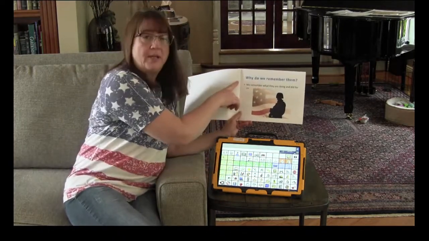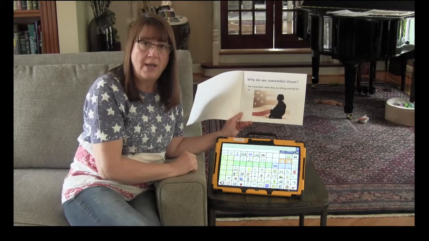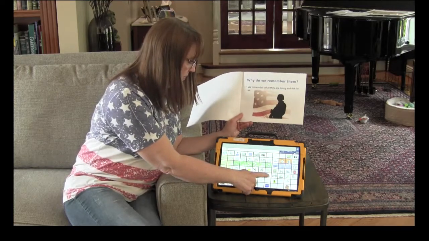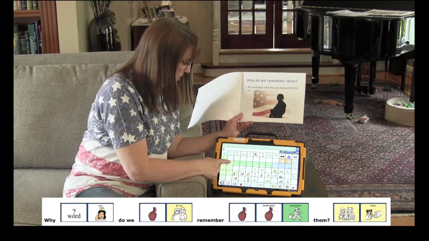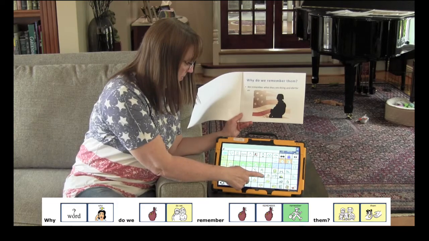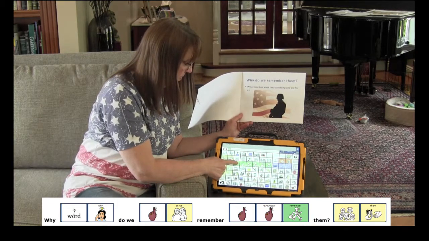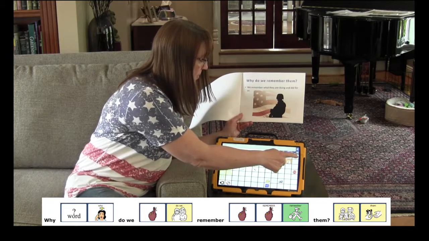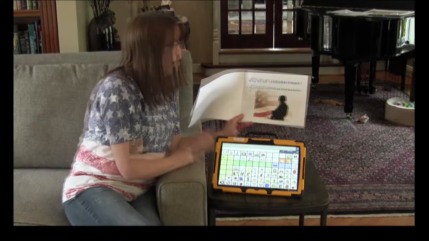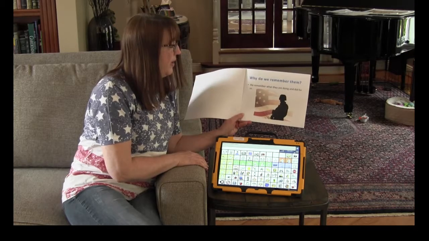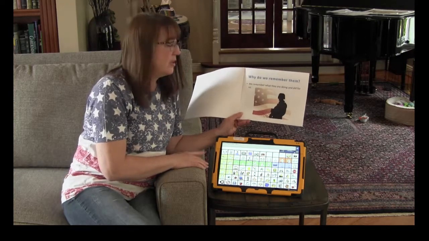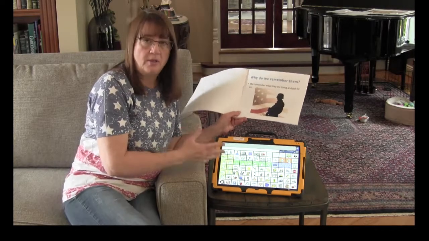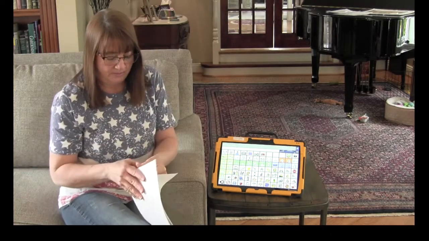The next question that we could ask to learn about Memorial Day is, why do we remember them? Why do we remember them? We remember them for what they are doing and what they did for us. So we even use Memorial Day to honor the soldiers who are currently in the Army and currently fighting for our freedoms.